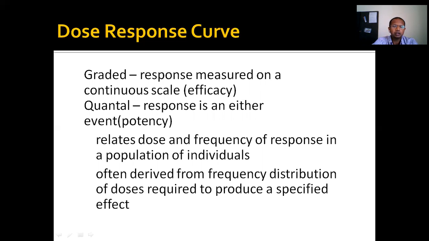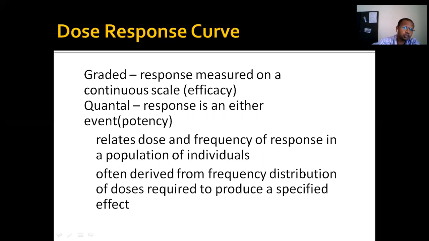That means at 500 milligram also the drug is able to decrease the fever. At 1000 milligram also the drug is able to decrease the fever, but there is no difference in the efficacy there. That means it has reached its maximum capacity. That will show you the graded dose response curve.